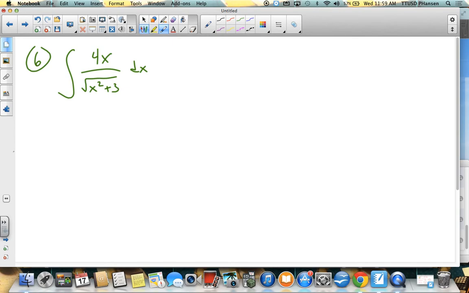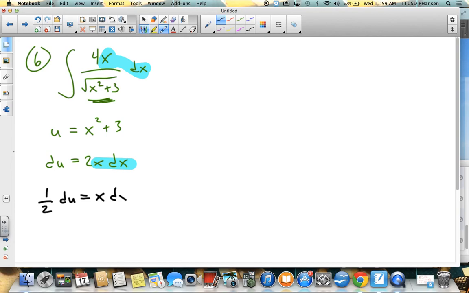The one thing I notice is that this denominator, I think of the square root as being 1/2. The x squared plus 3 is 1 degree higher than the 4x. So I'm going to make u be x squared plus 3. I'm going to take the derivative. I get 2x. I'm just moving the dx over. Now I have a sum match. I've got the x dx right here, the x dx. In the original integrand, I've got an extra 4. In my du, I've got an extra 2, so I can deal with both of those. So my first thing is to make this 1/2 du equals x dx.